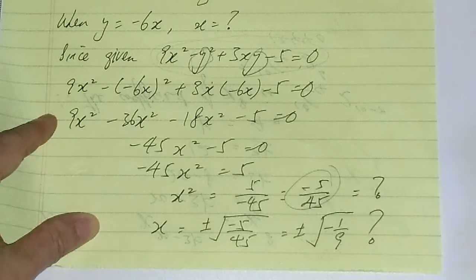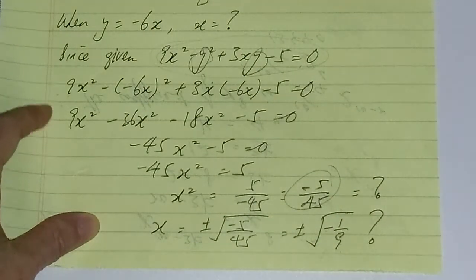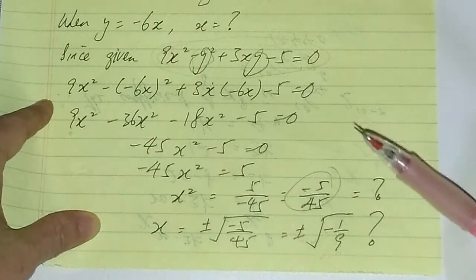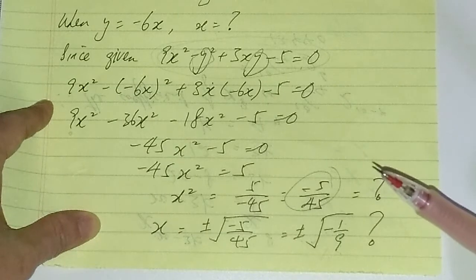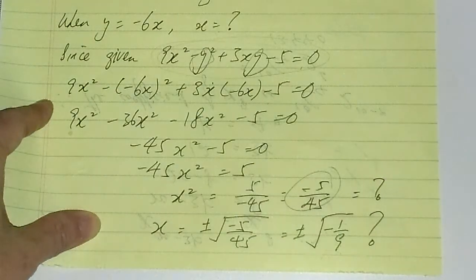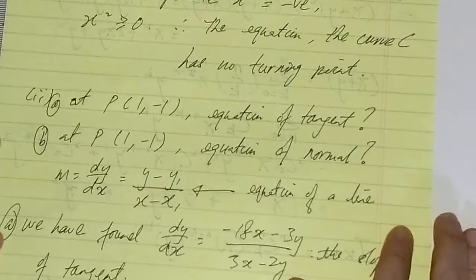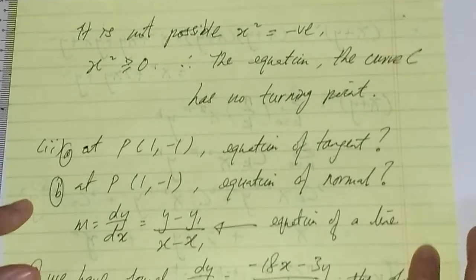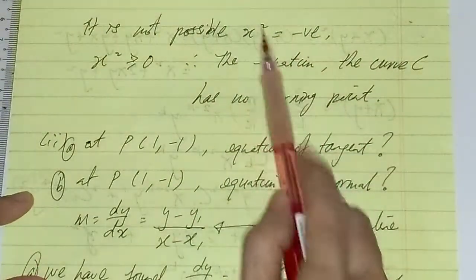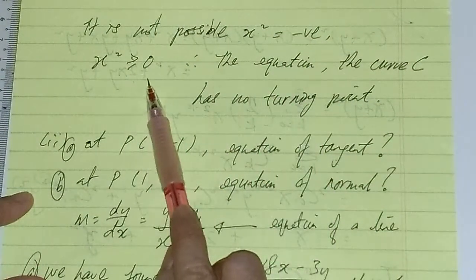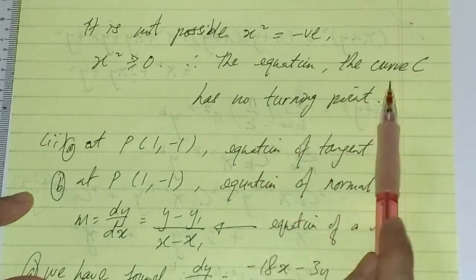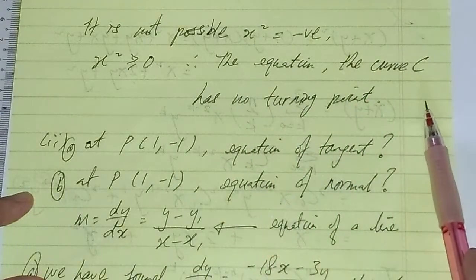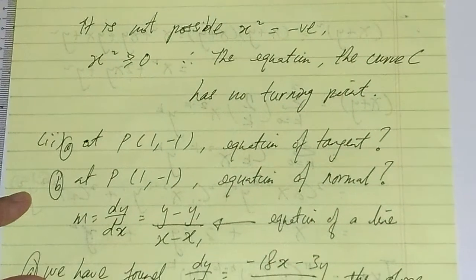Since something is not correct, that means we can't get x. If we can't get x, that means there's no turning point, because we can't find a point that makes dy/dx equal 0. There's no way that we can get dy/dx equals 0. So it's not possible. Therefore, the curve has no turning point. Okay, so that is part 1.